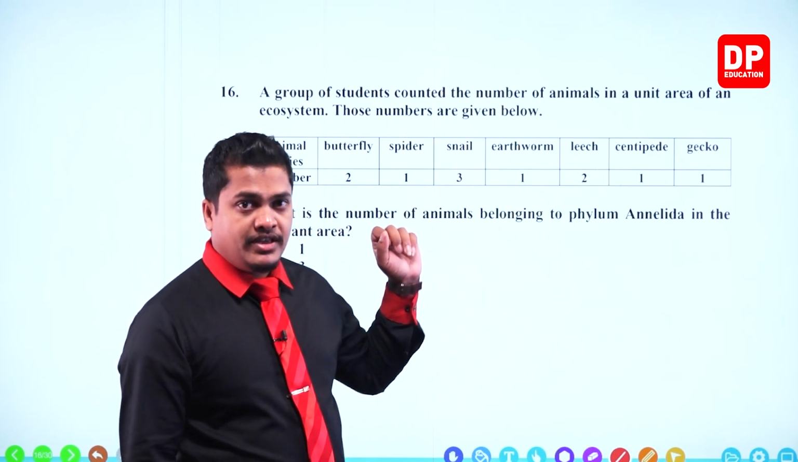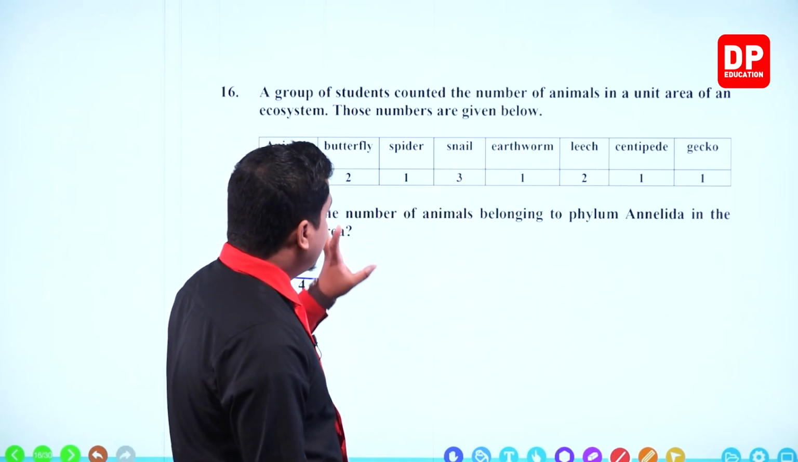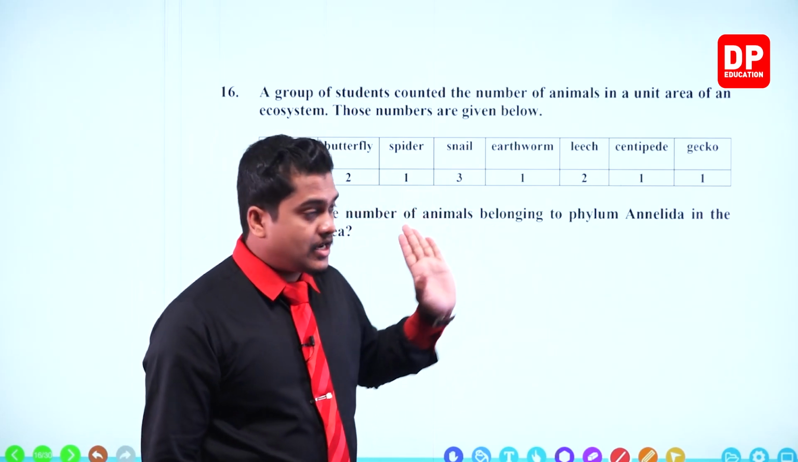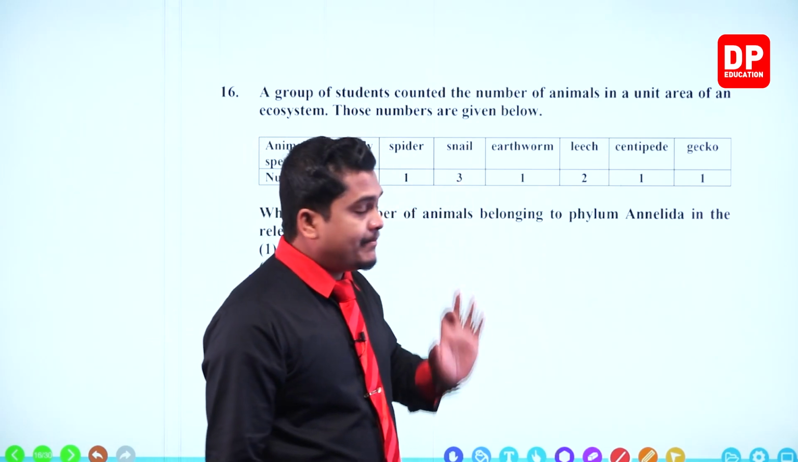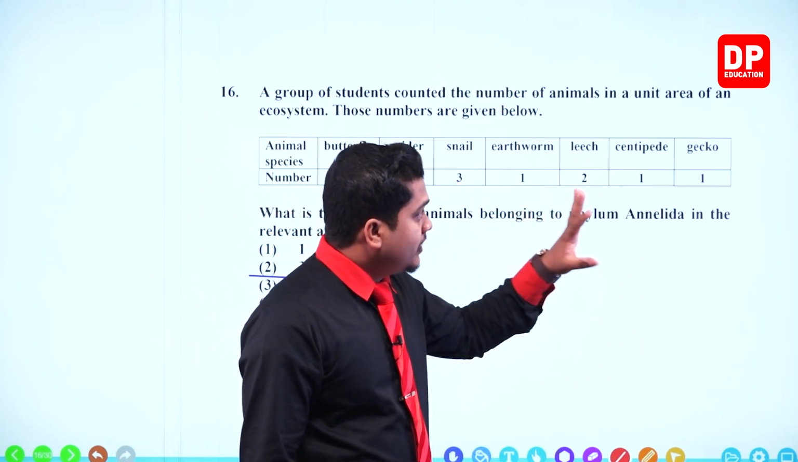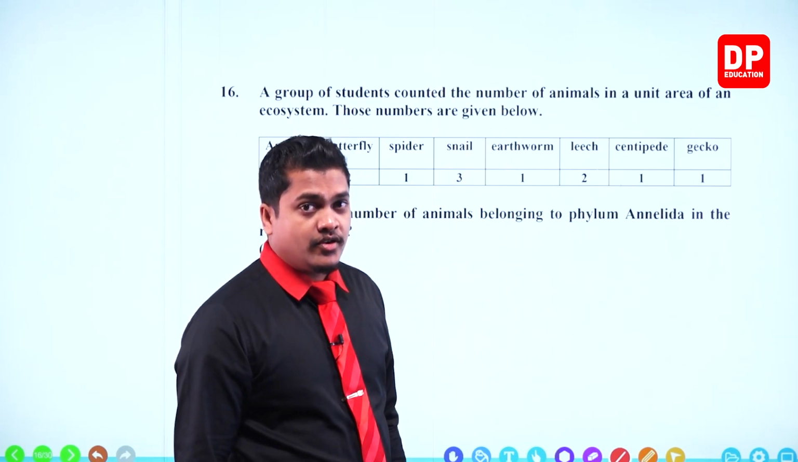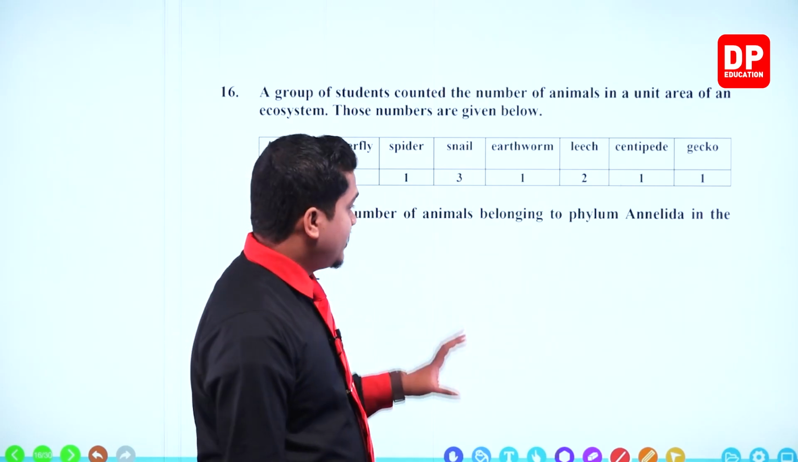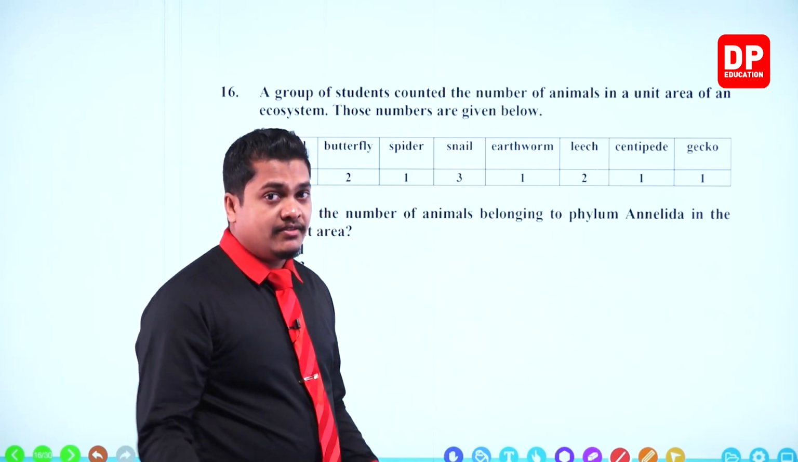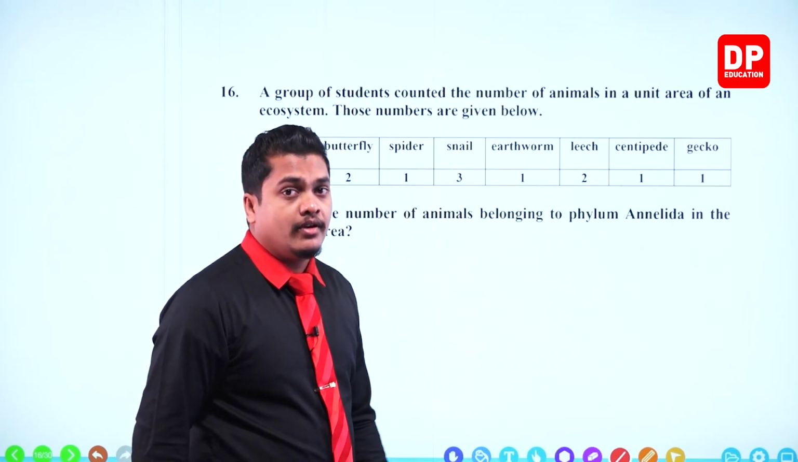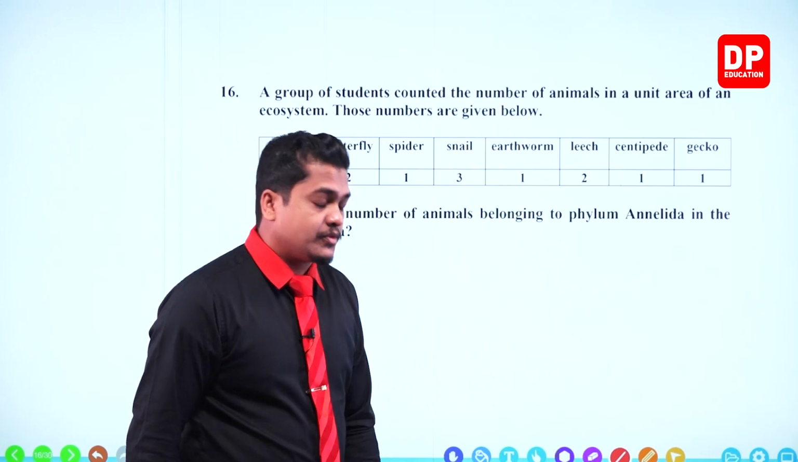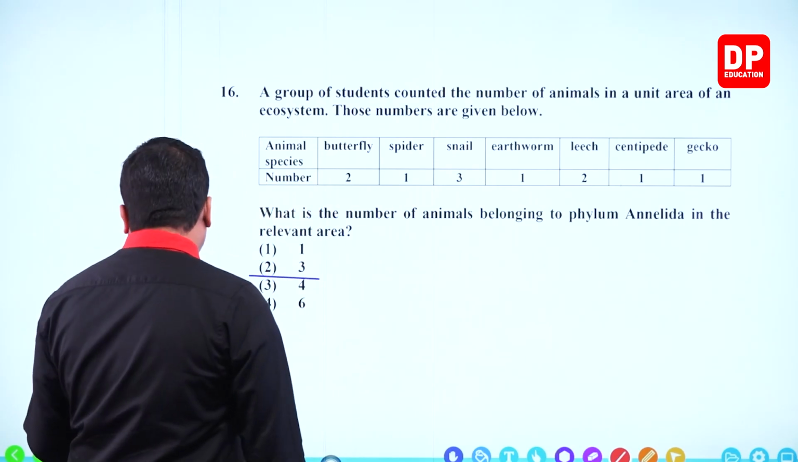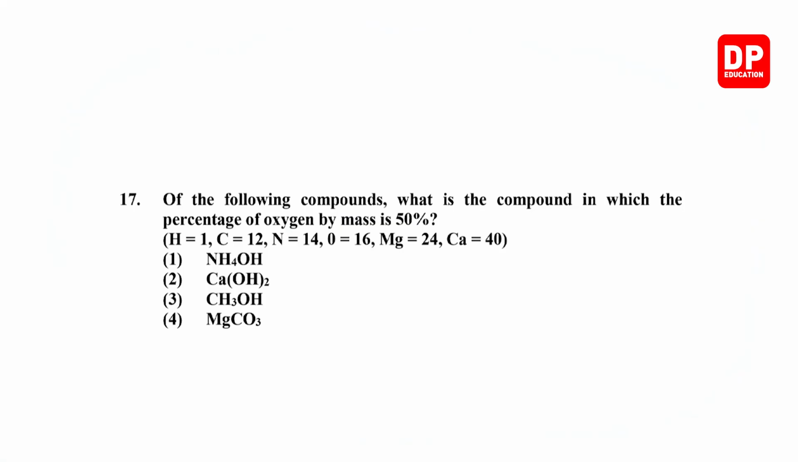Butterfly belongs to the arthropods. Then snail, mollusca. Then centipede, once again arthropod. Gecko, that's not even an invertebrate, it's a vertebrate, my dear children, right? So they're asking about the annelids. Annelids are invertebrates, so you can ignore the gecko without any problem, right?